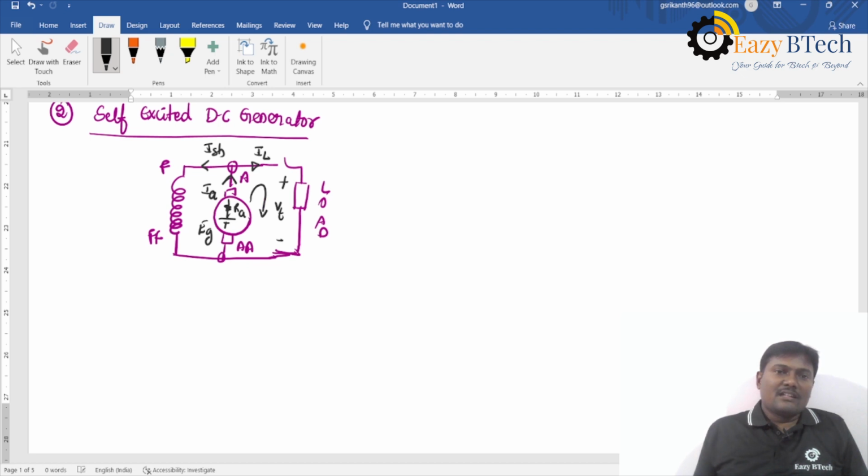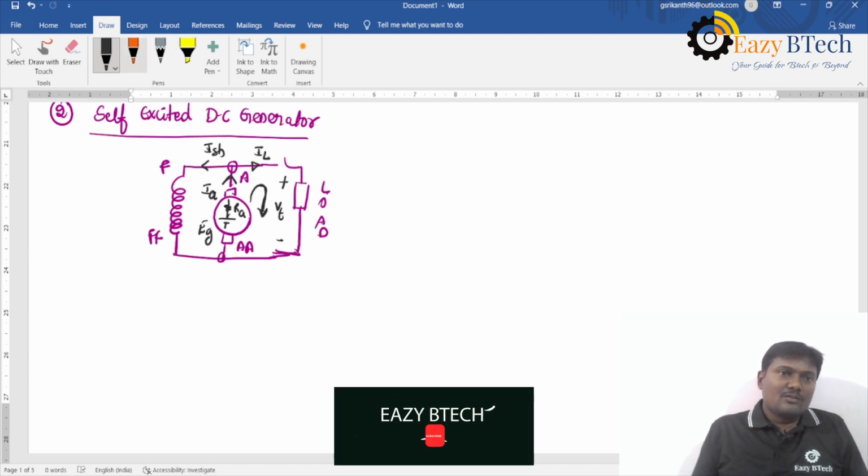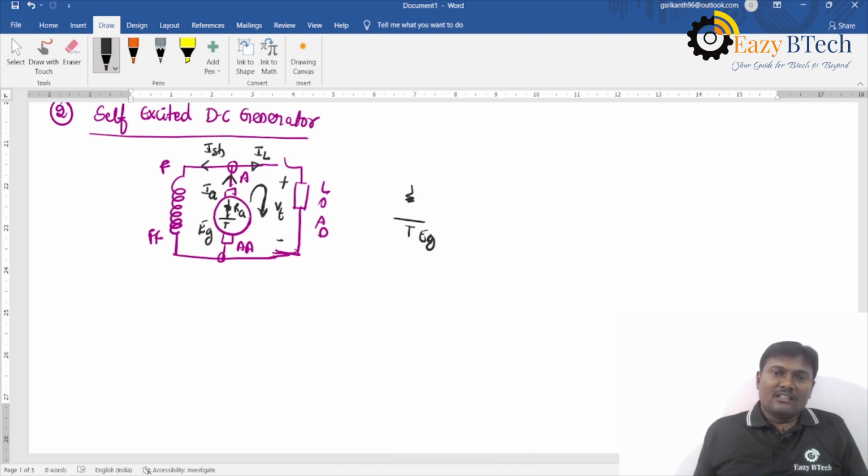Again, you can apply KVL to this loop, and always the current goes from higher potential to lower potential. This is EG and the armature resistance is RA. The terminal voltage will be Vt. So here I am connecting a load. Now you can apply KVL to this loop.